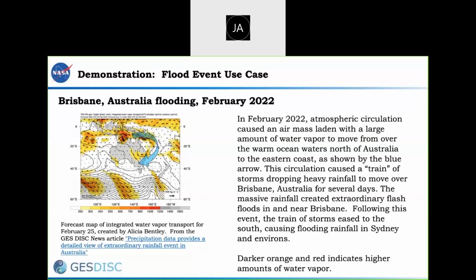And this inundated the area, caused rivers to rise several feet. And a little bit later, after they had flooded Brisbane, the system somewhat eased to the south and caused some flooding in Sydney. Just a note in the chart, the darker colors indicate more water. You can see it was carried definitely right over the east coast of Australia.